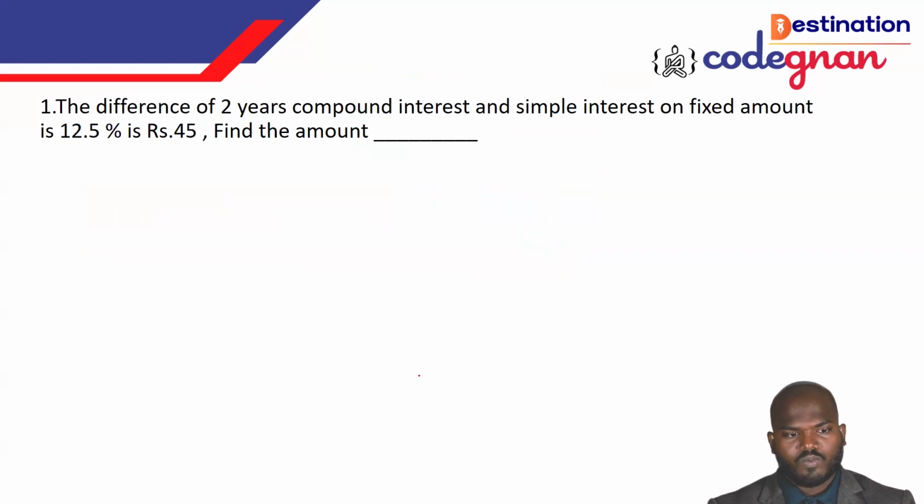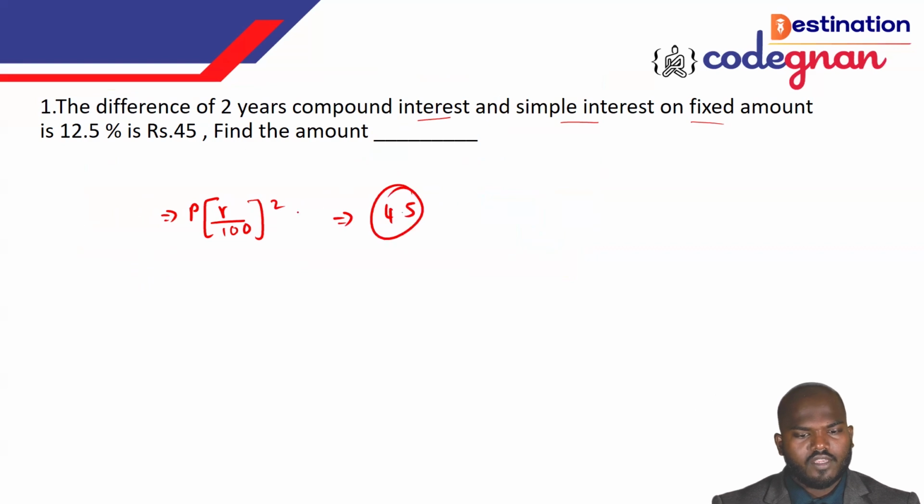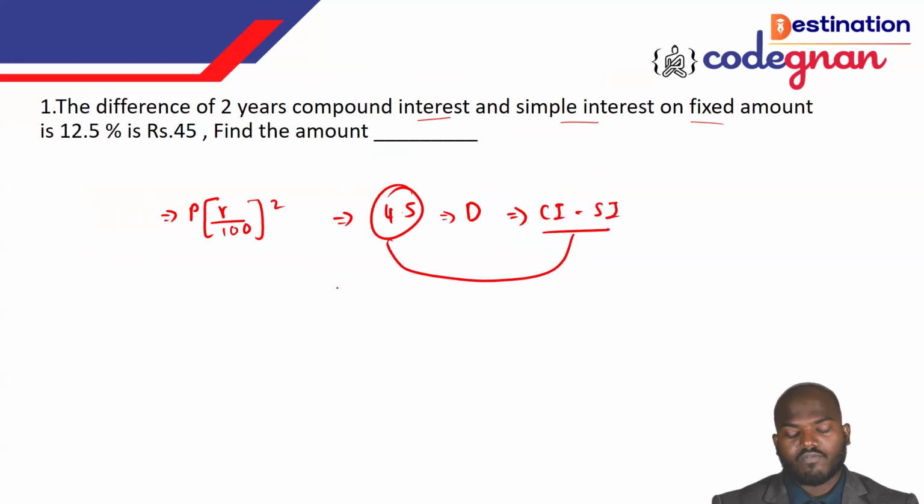So the first question, you see this one: the difference between compound interest and simple interest on a fixed amount for 2 years at 12.5 percent is 45. For 2 years, we know the formula, right? That is P times (R by 100) whole square is equal to 45. The 45 is the value of the difference, that is compound interest minus simple interest. They are asking for the amount, which means we just want to find the principal here.